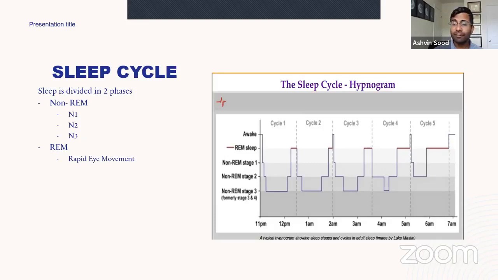N2 sleep is roughly 25 minutes long in the first cycle, but as the night progresses, N2 sleep gets longer and longer and longer. So this is the stage of sleep we spend most of our lives in.